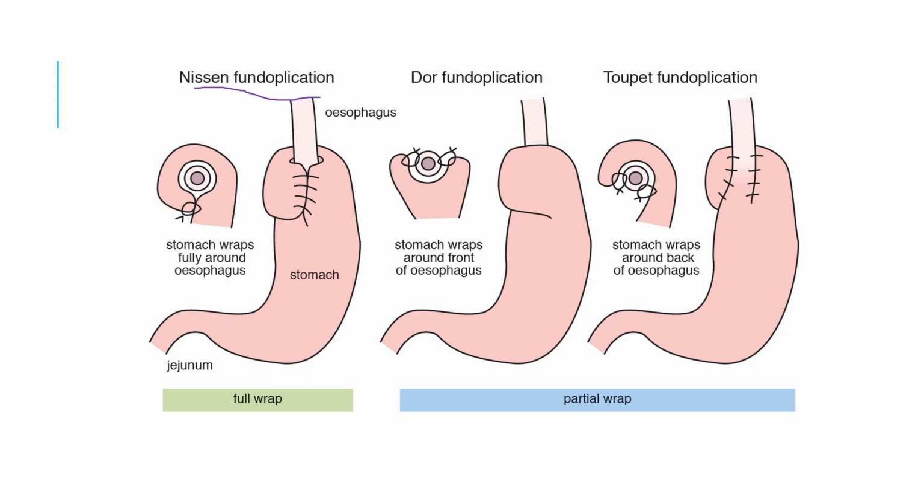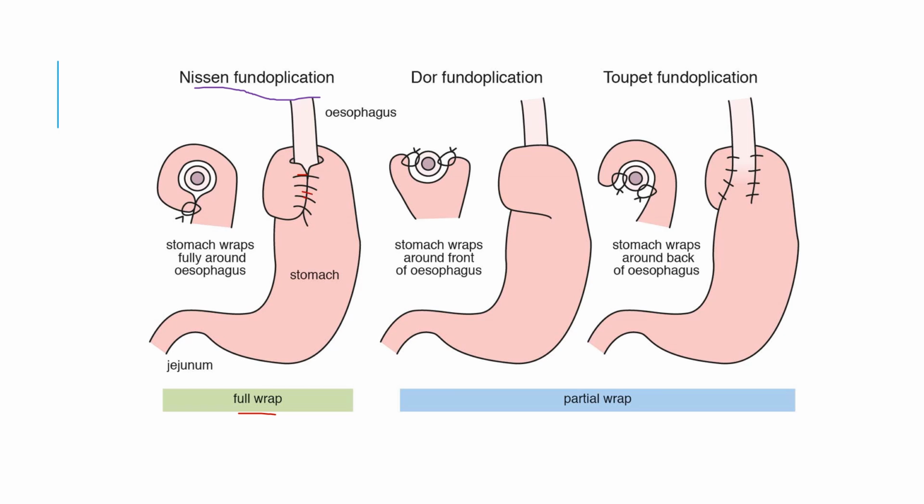So you have to give them a proton pump inhibitor, if needed. This is an acid reflux surgery, like we told, anti-reflux surgery. This is a Nissen fundoplication. Nissen fundoplication is a full wrap or a 360-degree wrap where the stomach is wrapped around the esophagus and stitched in the front.